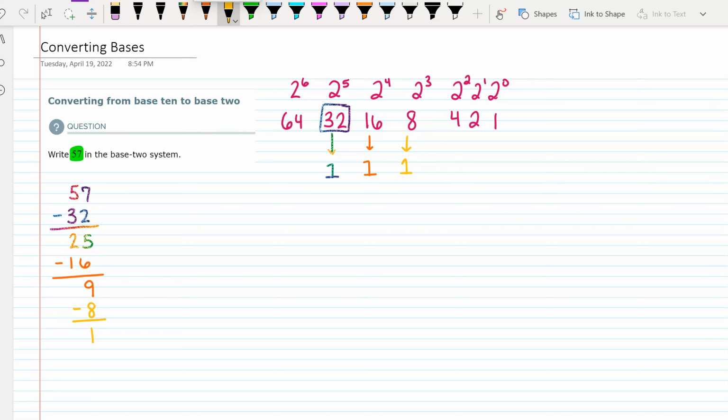How many times can I subtract 4? Well, I can't because 4 is too big. So I can subtract 4 0 times. Same idea with 2. I can't subtract 2 because I would get a negative number. So 0 times. And then how many times can I subtract 1? Just once. So to write 57, the value 57, in base 2, I would write 1, 1, 1, 0, 0, 1.